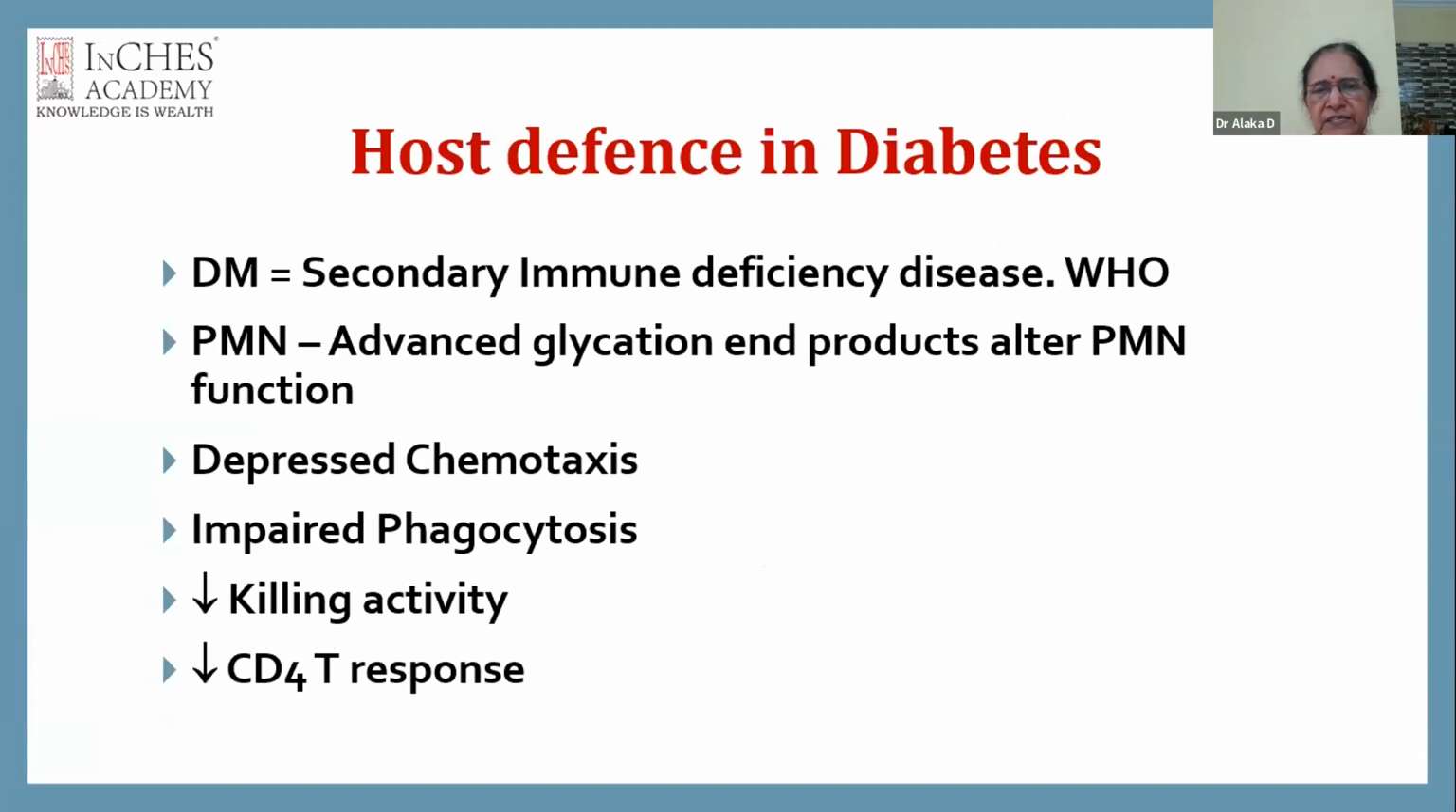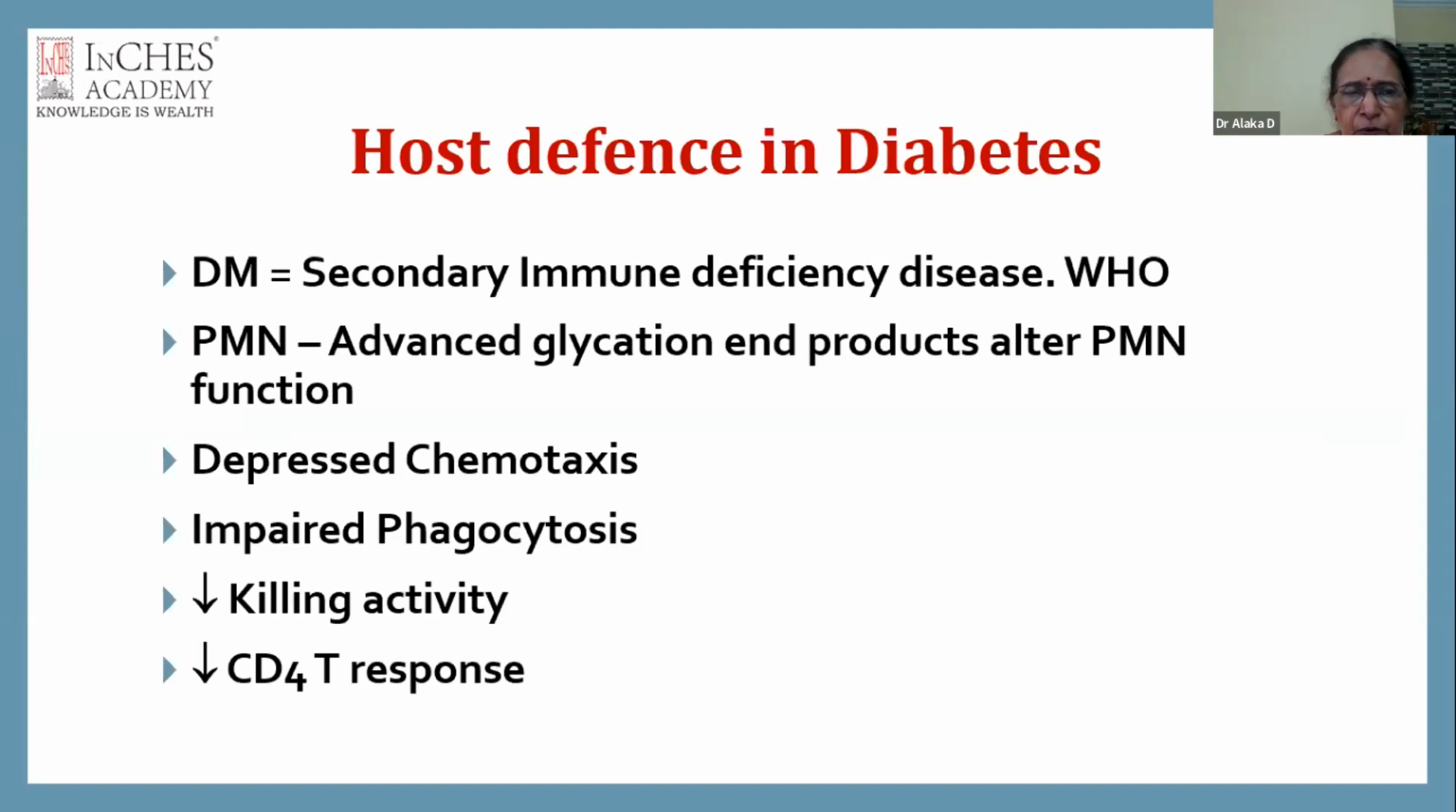Now, what happens to host defense in diabetes? Why are diabetics very prone to develop infections? Because diabetes has been defined as a secondary immune deficiency disease. WHO defines it so. Some people call it an immune compromised disease. So there is an immune deficiency in these people. It's unlike HIV/AIDS, that is an immunodeficiency syndrome caused by a virus. Here, diabetes per se causes it. This is called a secondary immune deficiency or immune compromised patient.